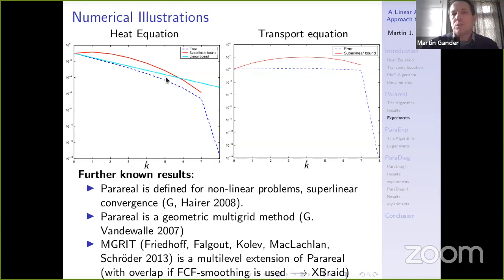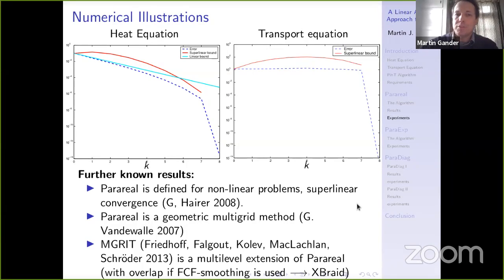And for the heat equation, there are two bounds on the convergence. The red bound is the superlinear bound. The cyan bound is the linear bound. And the dashed line is the actual error measured. You can see it goes first linearly, and then it transitions into a superlinear regime, and then it hits the finite step convergence. So in this graph, you see all three properties that this algorithm has. On the right, for the transport equation, there is no linear convergence bound, but there is a superlinear convergence bound. And the algorithm itself, for this example, just stagnates, stagnates, stagnates, and then it has a finite step convergence.